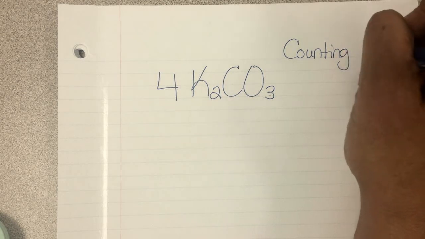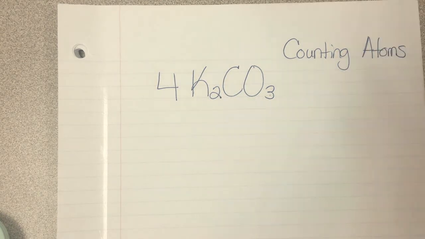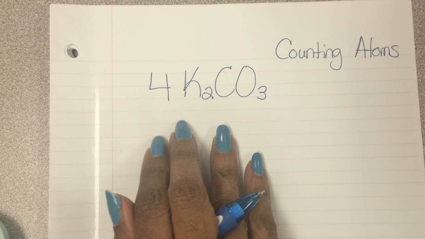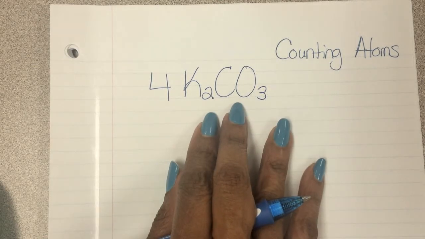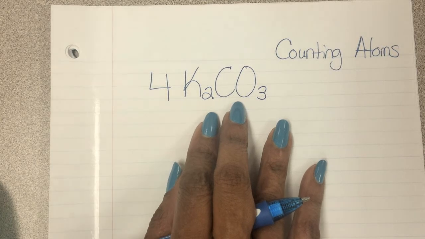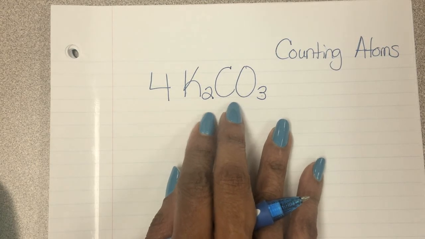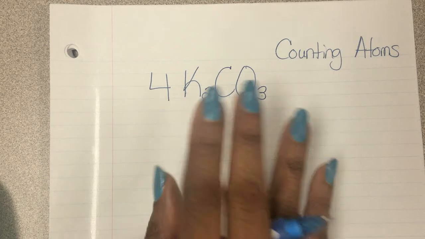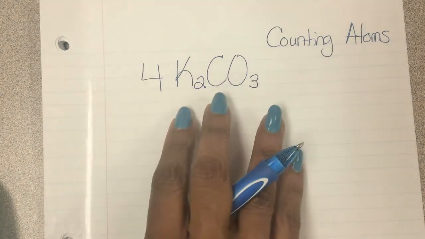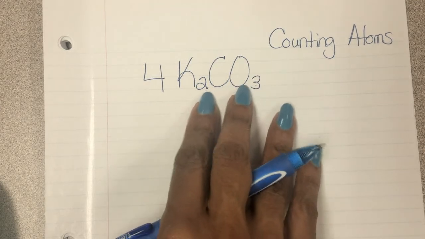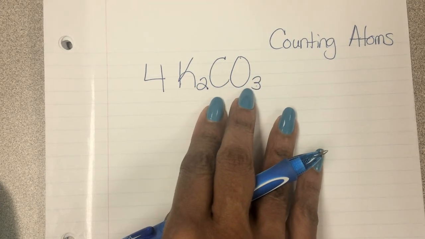Okay, so the first thing I'm going to do is identify the different parts of this chemical formula, and then I'm going to show you how to count the atoms, and then we'll do some practice with several different chemical equations. All of these letters are, of course, elements from the periodic table.